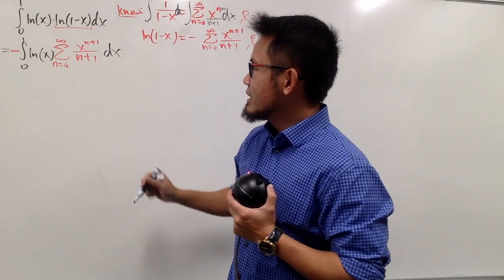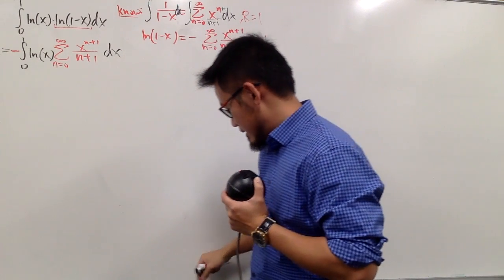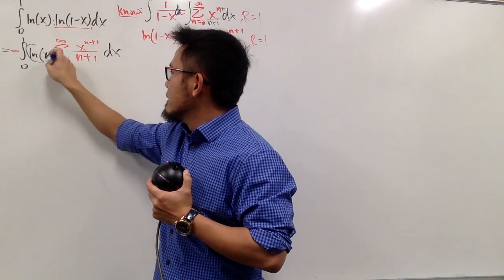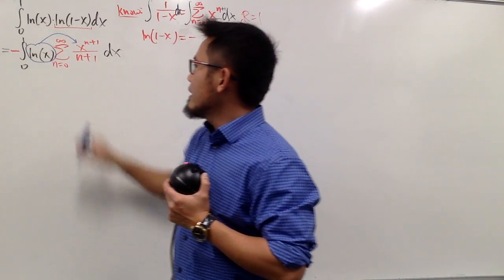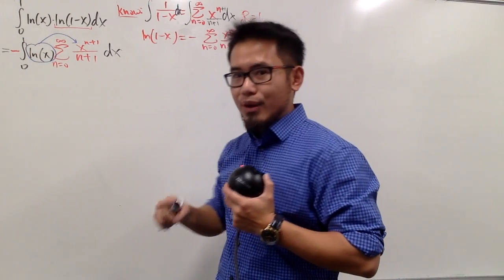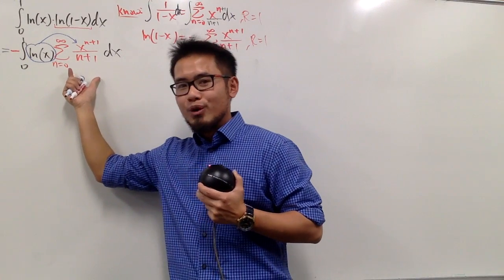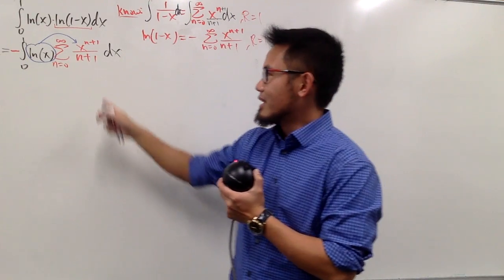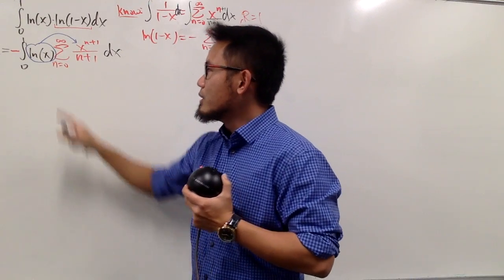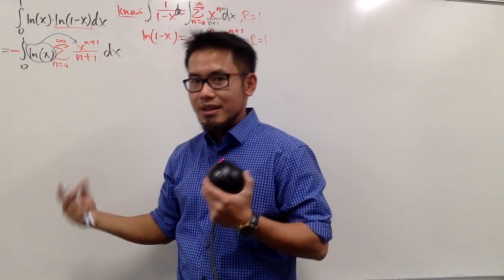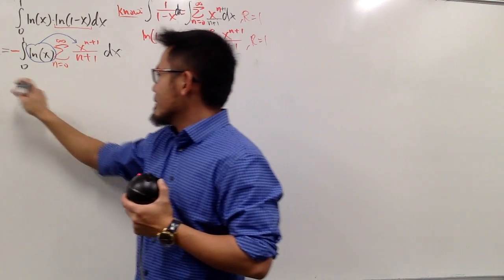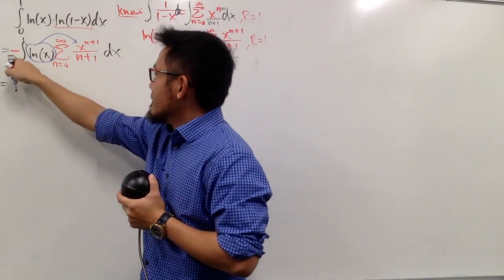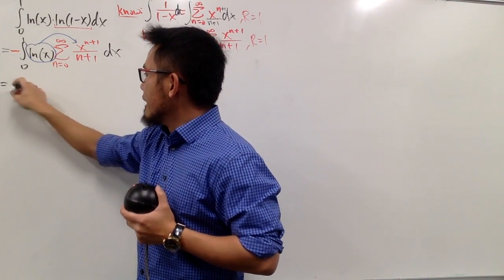Let me just look at the ln x. I will invite the ln x inside here, into the summation world, because in here, the n is the only thing that matters, right? That's the variable in the summation world. So I can bring this inside. ln x is just like a constant almost, right? Not exact, but yeah. Anyway, this is negative.